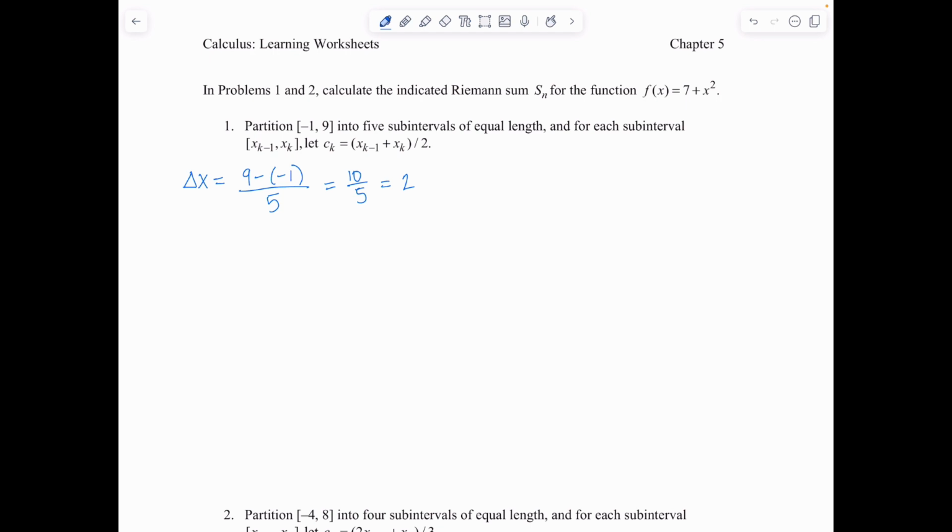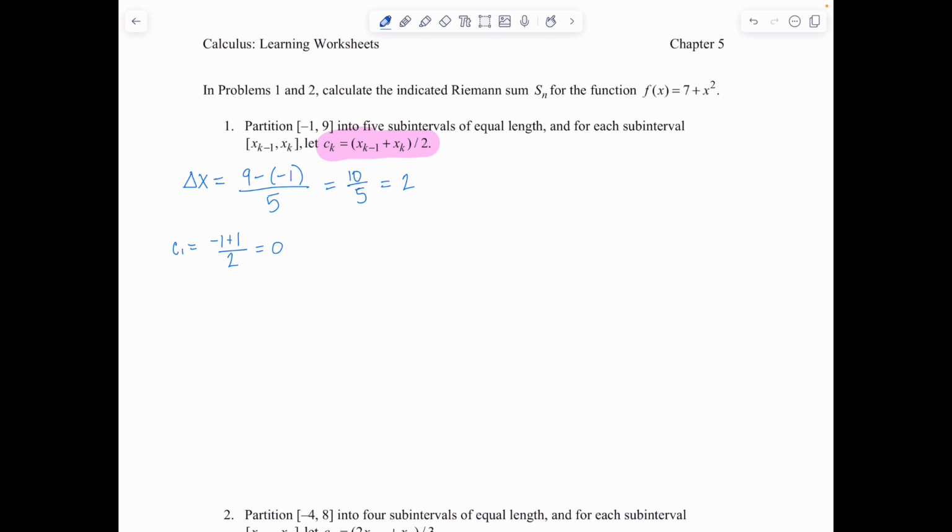And now let's find what these different intervals are. Our first one, c sub 1, is going to be -1 plus 1 over 2. And where did this come from? Well, it came from what they told us to use right here: x sub k minus 1 plus x sub k over 2. This is giving us 0 for our first break.